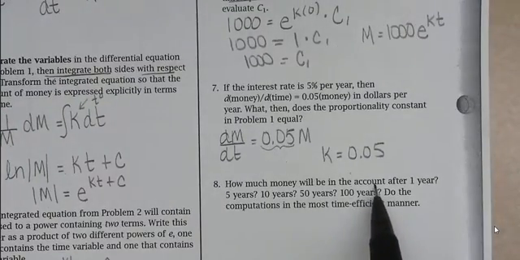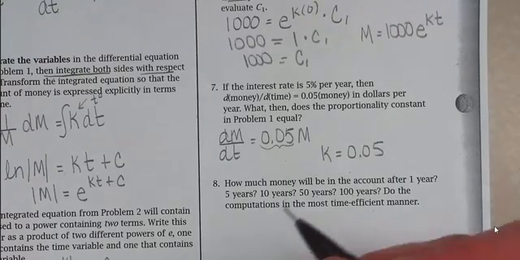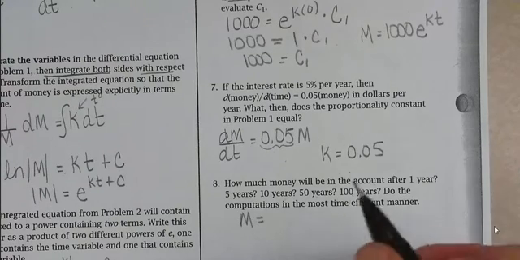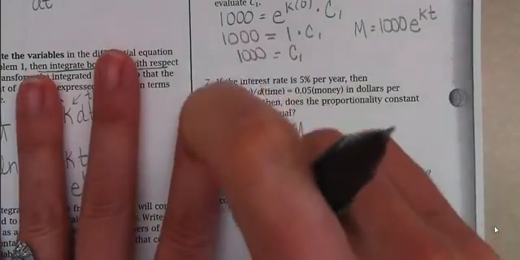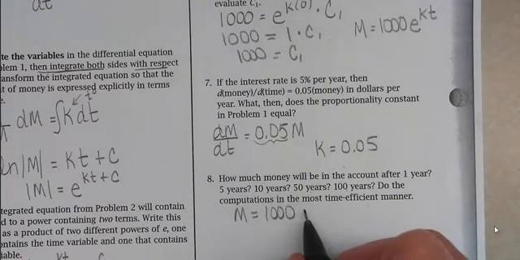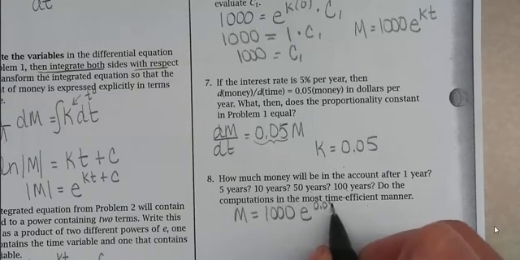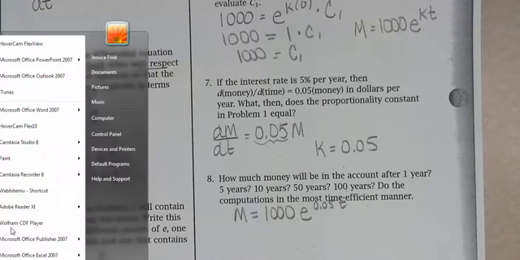How much money will be in the account after 1 year, 5 years, 10 years, 50 years, 100 years? Do the computations in the most time-efficient manner. So what would be the most time-efficient manner? Well, I think using our graphing calculator and maybe the table feature would be the most time-efficient. So I'm going to rewrite our equation. We know that k is now 0.05. Oops, I forgot the 1,000. Put 1,000 here times e to the 0.05t. And I think using our graphing calculator would be the best way to do this. So let me pull up my Wabbit. You guys go ahead and get your graphing calculator.